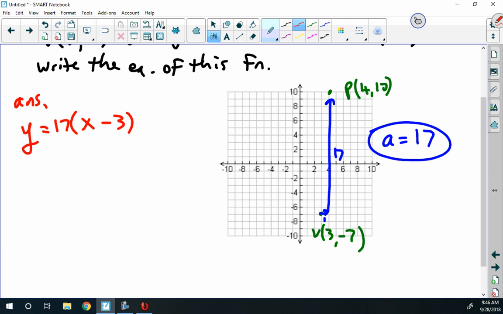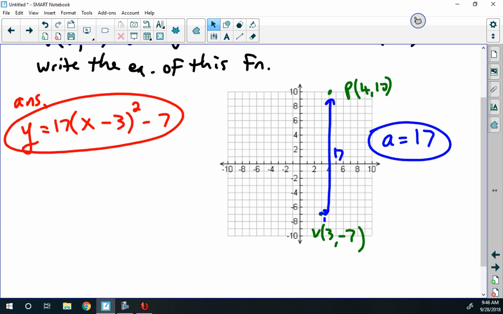Minus 3 and quantity squared, and then what? And then -7. And then that's it. That was pretty easy. Question.